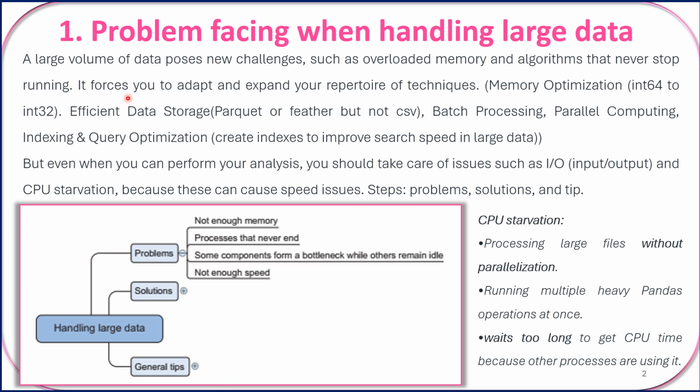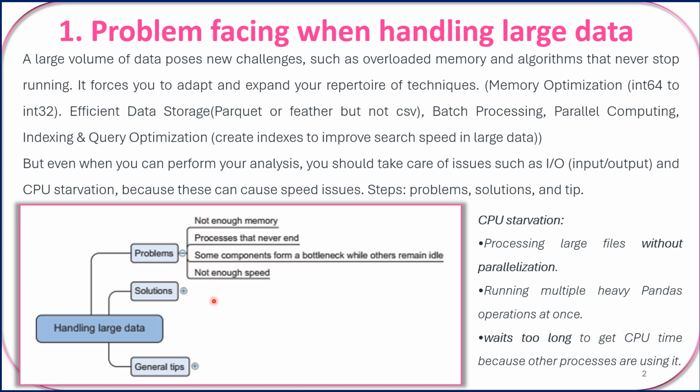So the large volume of data actually poses challenges, and it also overloads memory and causes algorithms to stop running. So we have to consider a few things, such as cataloging or expanding our adaptation techniques, and checking which suits better. And we also have to check for CPU starvation, which is caused by running parallel things, and we have to stop doing it. So we'll go on to check the different problems, solutions, and tips involved in handling large data. First is about problems.